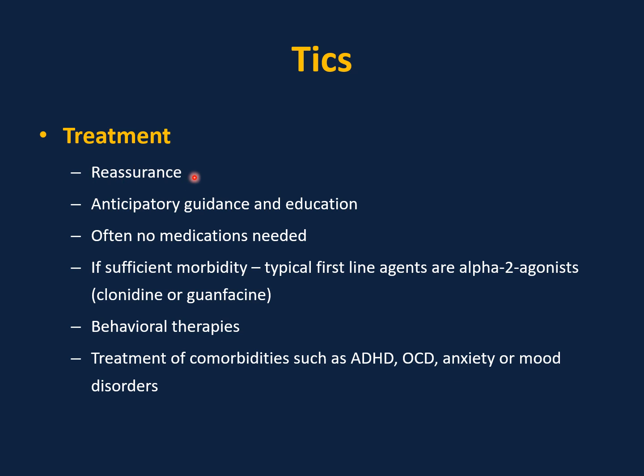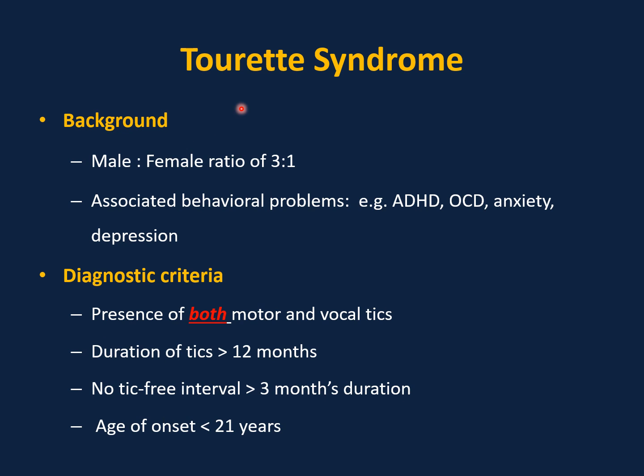So reassuring the parents is important. For example, if the child is presenting with eye blink, ignore the behavior. Positive reinforcement, reassure the parent that this behavior will disappear with time. When motor and vocal tics persist for a long time, the name will change to Tourette syndrome.